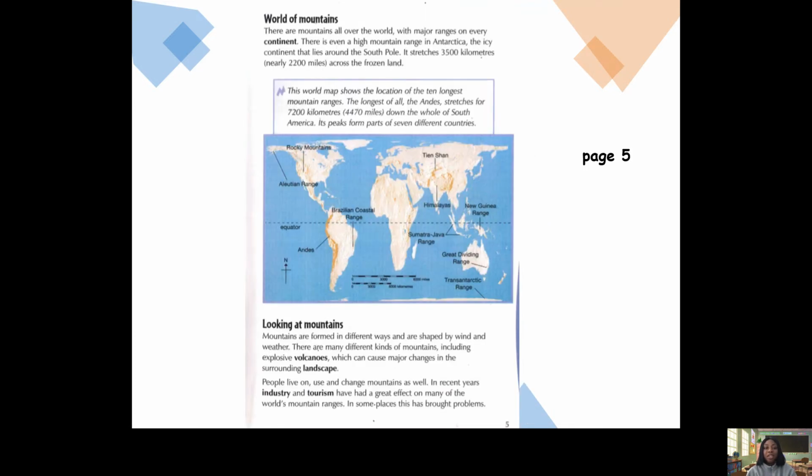Okay, we're going to go on to the next page. This is called World of Mountains. We're going to read this next paragraph together. There are mountains all over the world with major ranges on every continent. That's one of our key words. There is even a high mountain range in Antarctica, the icy continent that lies around the South Pole. It stretches 3,500 kilometers, which is nearly 2,200 miles across the frozen land. That is very, very long.